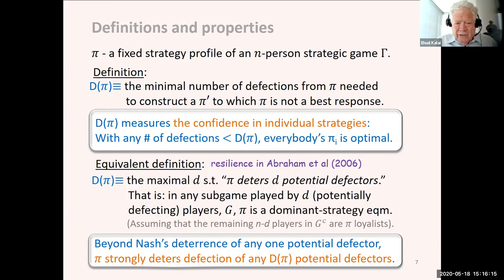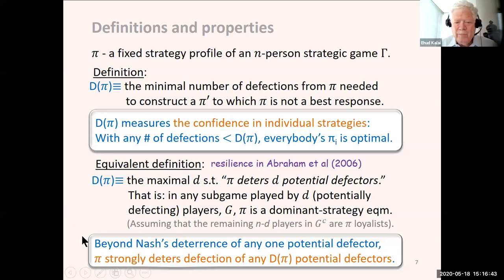An equivalent definition to this, and that's actually the one I started with, but a little more difficult to say, is one that Abraham et al. called resilience in their 2006 paper. It's the maximal number of players, D, such that π deters D potential defectors. And I have to explain it. Let's look first at the summary here.